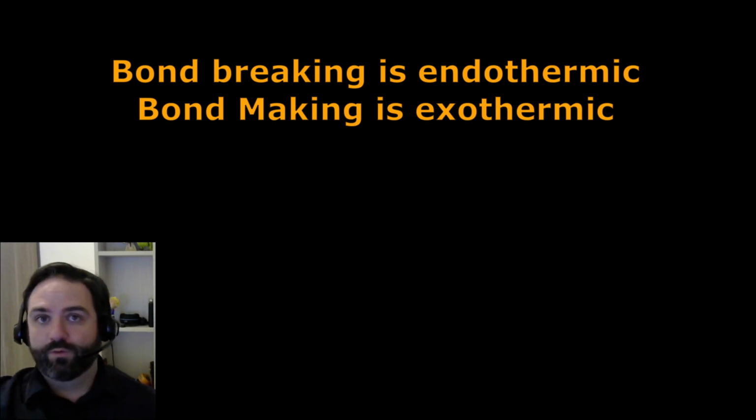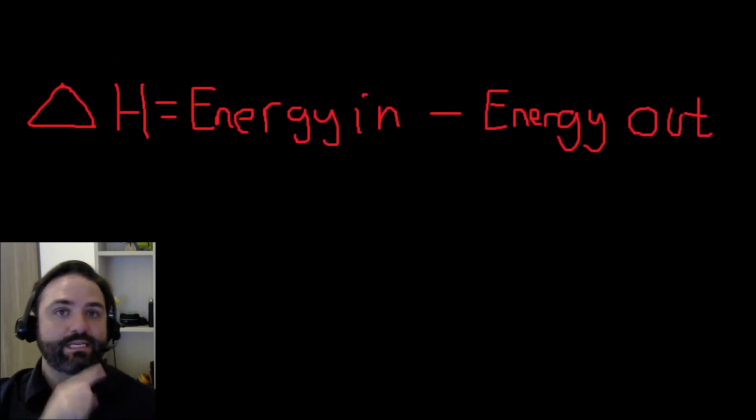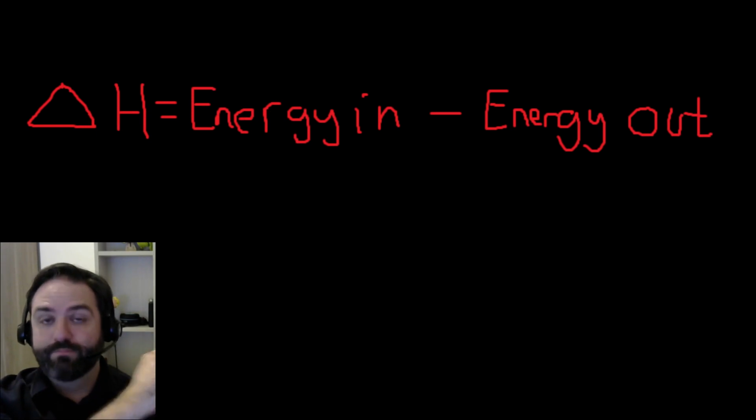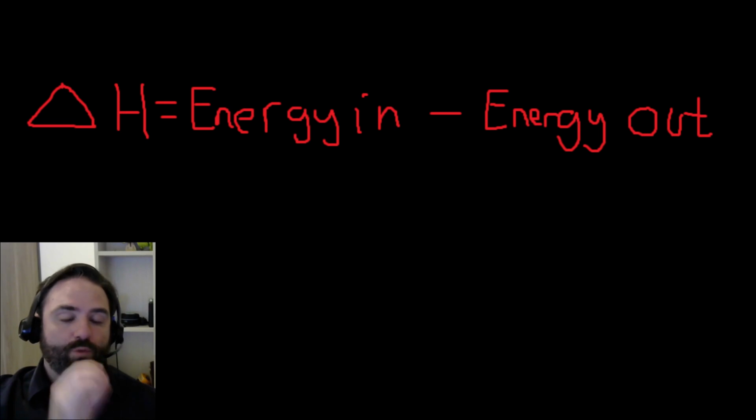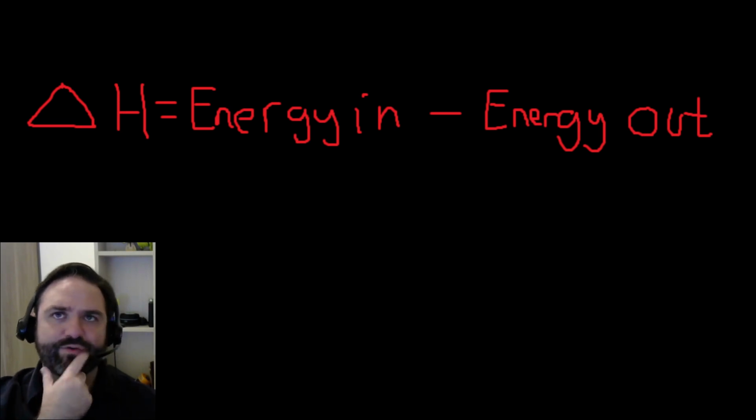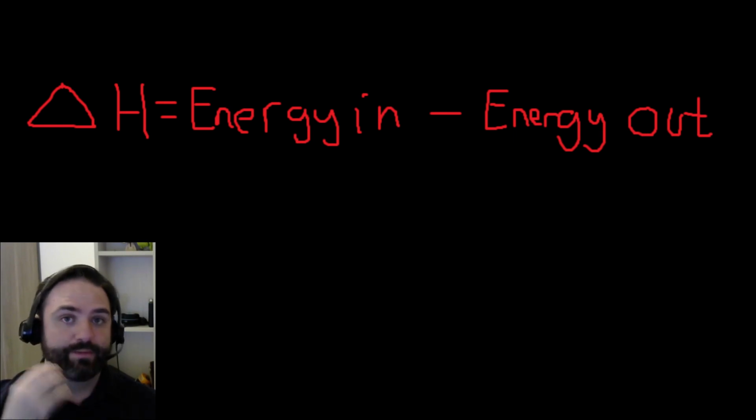So the formula for working out delta H, or the change in energy, is the energy in to break the bonds minus the energy out to make the bonds. Be careful to get those the correct way around. One way to check is: is this chemical reaction endothermic or exothermic? If it's burning or something like that, it's going to be exothermic.